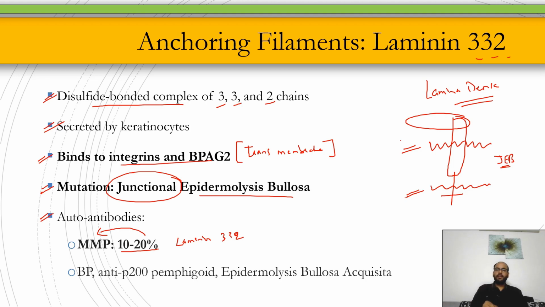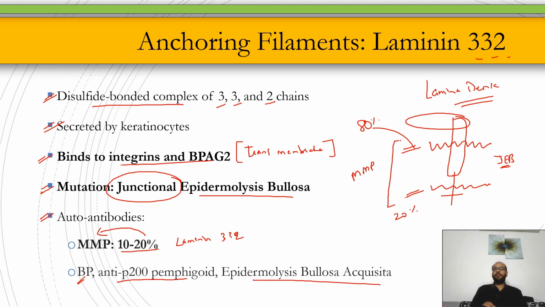Both of them, the antibodies, both of them will cause mucous membrane pemphigoid. In roughly 80%, the antibodies are against BPAG2, while in roughly 20%, the antibodies are against laminin 332. Clear? Laminin 332 autoantibodies have also been found in bullous pemphigoid, anti-P200 pemphigoid, and EB acquisita.